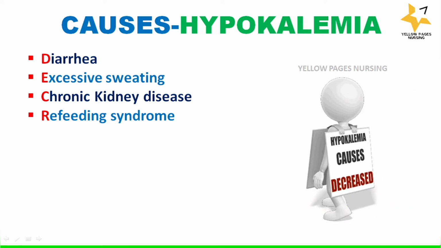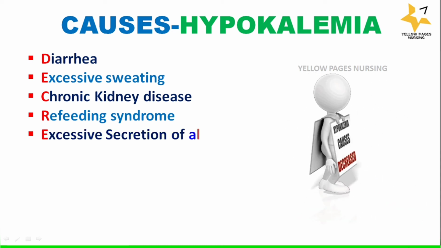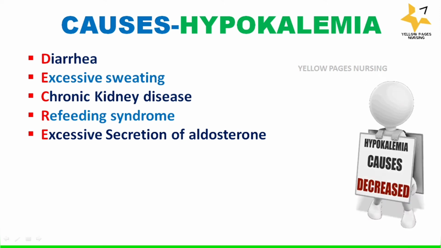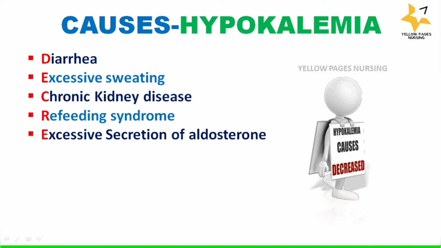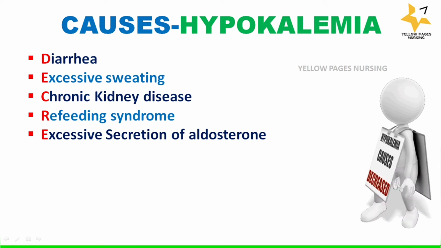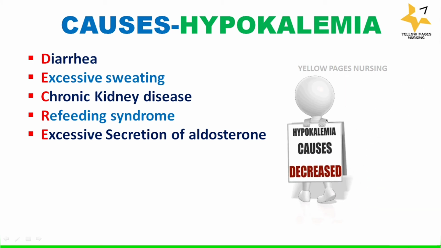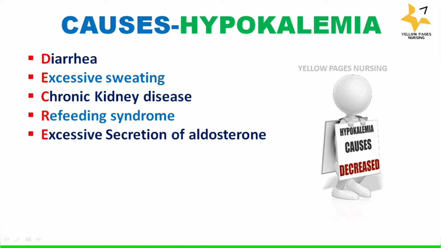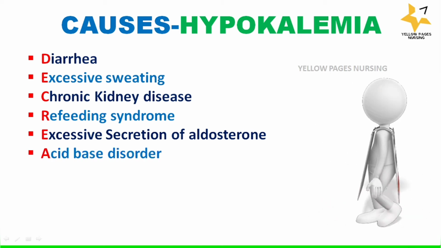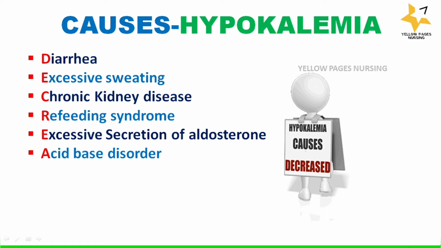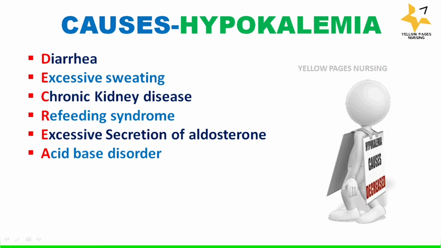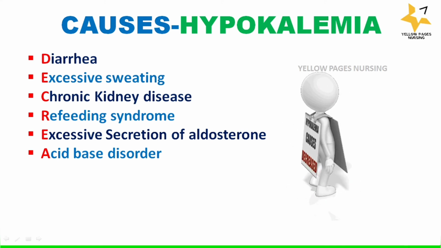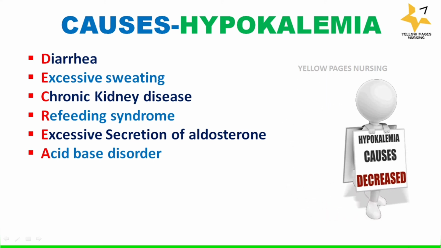Next cause will be excessive secretion of aldosterone. Hyperaldosteronism increases renal potassium wasting and can lead to severe potassium depletion. Next cause is acid-base disorder. Alterations in acid-base balance have a significant effect on potassium distribution due to shifts of hydrogen and potassium ions between the cells and the extracellular fluid.